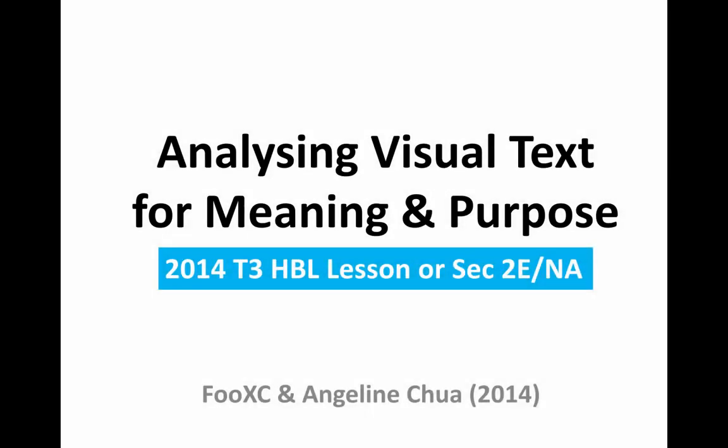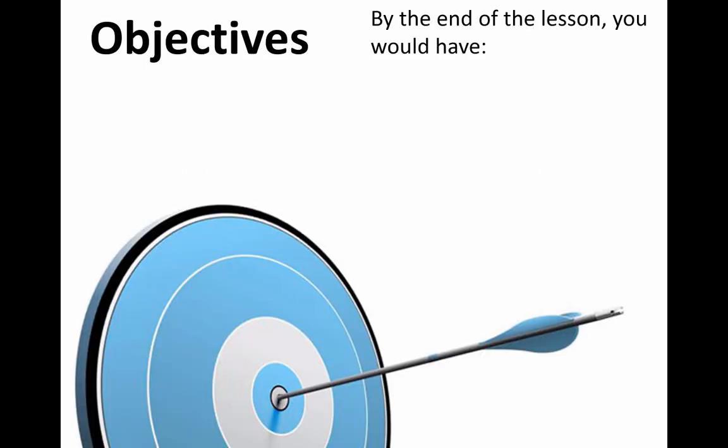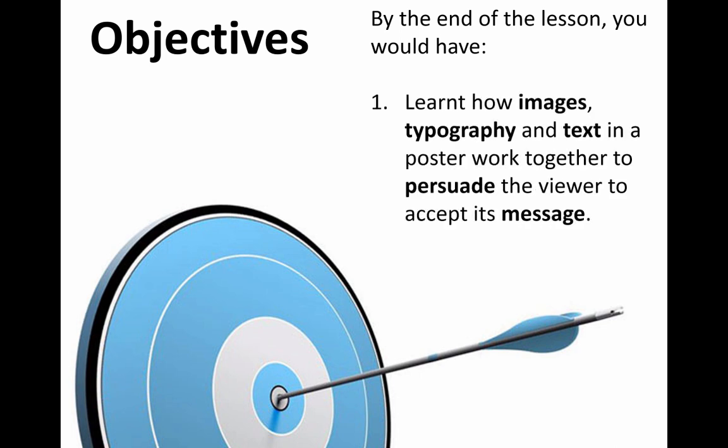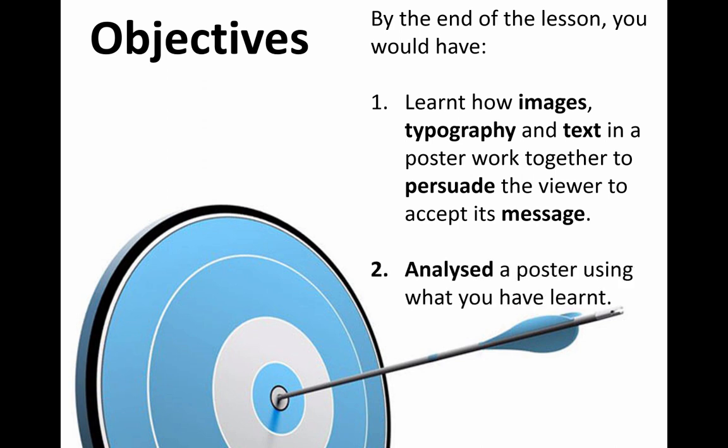Right, good morning class. Today's HBL lesson for English is on analyzing visual text for meaning and purpose. Visual text is a component that will appear in your paper 2. It is what we commonly refer to as Complete A. By the end of today's lesson, you would have learned how images, typography, and text in a poster work together to persuade the viewer to accept this message, and analyzed a poster using what you have learned.